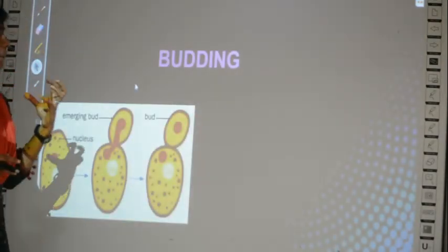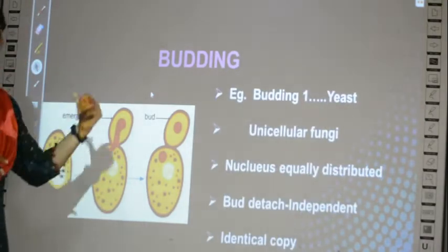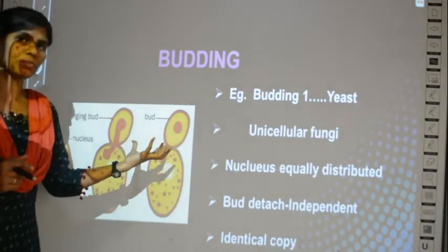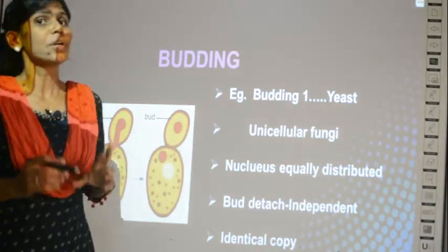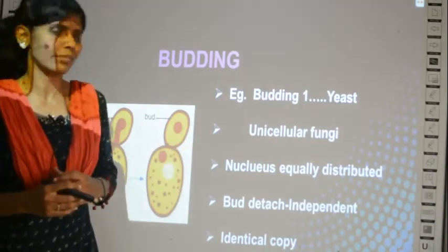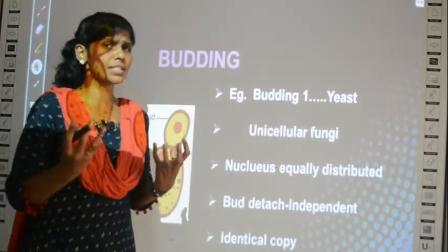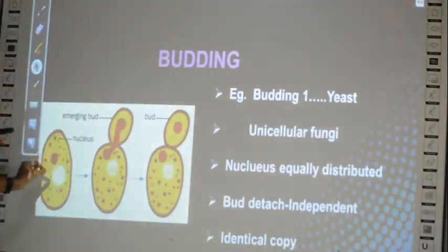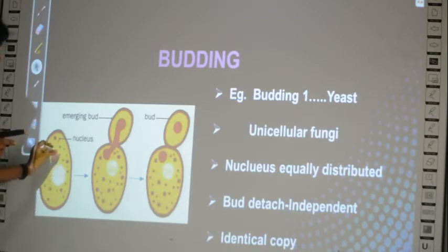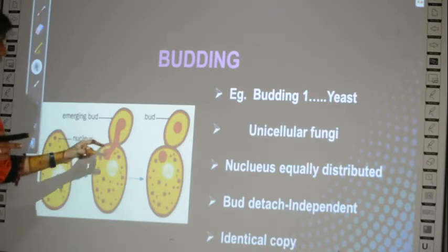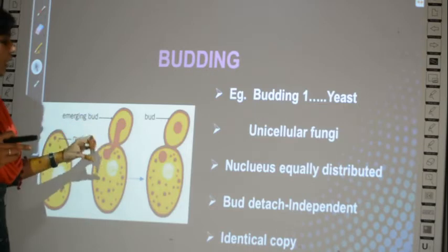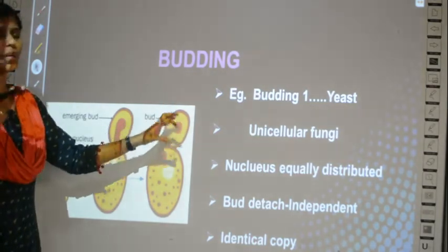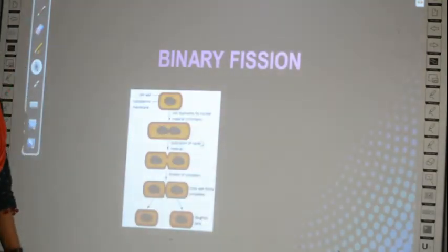What about budding in yeast? That was budding in hydra, right? Yeast, what is yeast? First of all, yeast is a fungus, but it is a unicellular fungus. This I have told many times in your classes. So yeast is a unicellular fungus. Here what happens? The yeast will have a nucleus. The nucleus is first equally divided into two portions like this, and then the bud will be cut off from the parent, and the bud will develop into a new yeast organism.